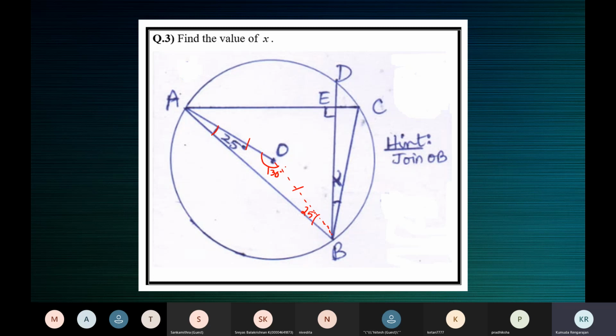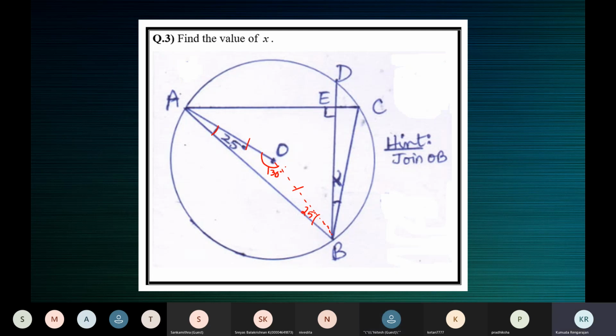Now this angle AOB is made by which arc? And does the same arc make another angle on the remaining part of the circle? Angle ACB, ma'am. Okay, so Hitesh says AOB, ACB. Correct, Hitesh? Yes, ma'am. Okay, AOB is made by AB at the center. ACB is made by AB on the circumference.